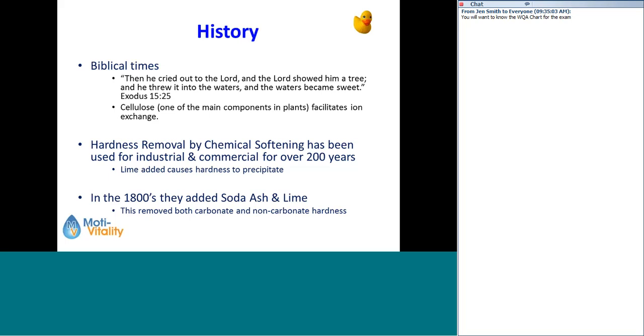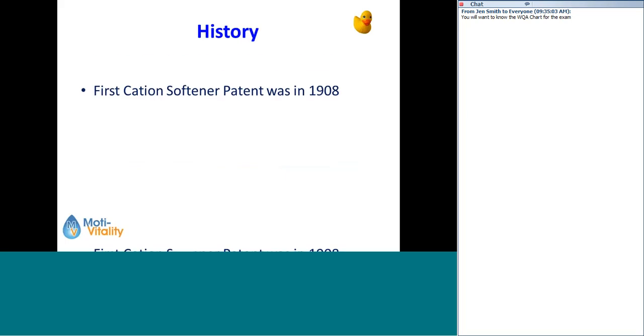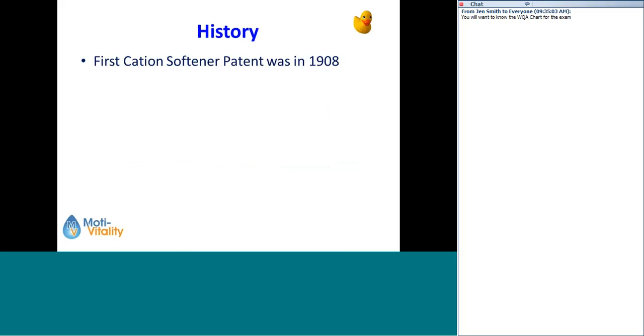Anyway, the first cation softener patent was in 19... That question won't be on the test. You won't have a road paving question anywhere near the WQA exam. Nor will you probably need to know any of this history. It's just kind of interesting stuff that came from the book.